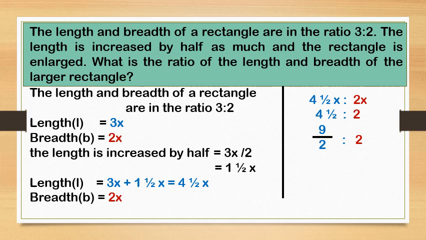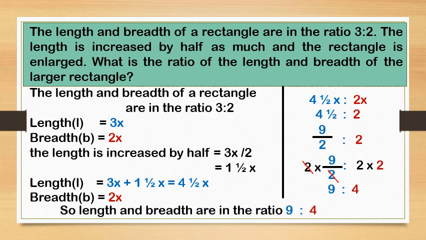You can see now one is in the form of a fraction and the other one is in the form of a natural number. So let us write both terms in the form of natural numbers. For that, let us multiply both sides by 2. We get 2 into 9 divided by 2 is to 2 into 2. Here 2 will be cancelled. We get 9 is to 4. So we can say the ratio of length and breadth of the larger rectangle is 9 is to 4.